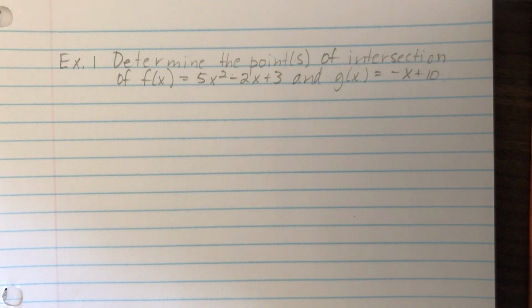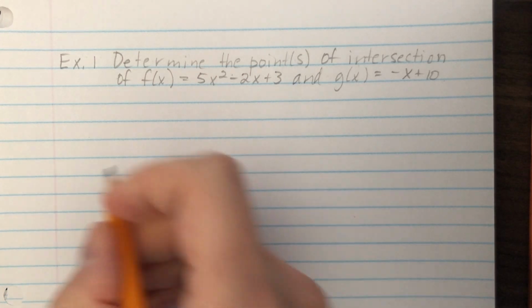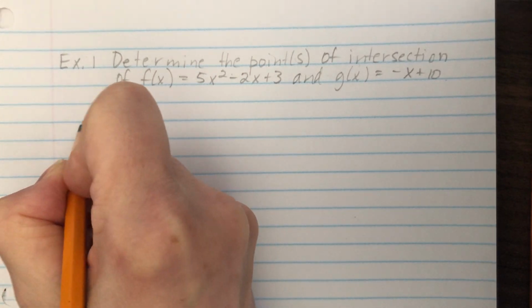In this example, we're asked to determine the points of intersection of the function f(x) = 5x squared minus 2x plus 3, and the function g(x), which is negative x plus 10. The function f(x) is a parabola. The parabola opens up because the a value is positive, so I have something that looks like this.